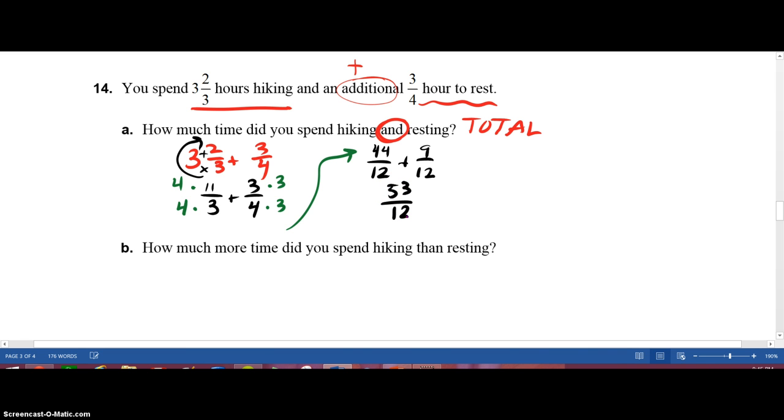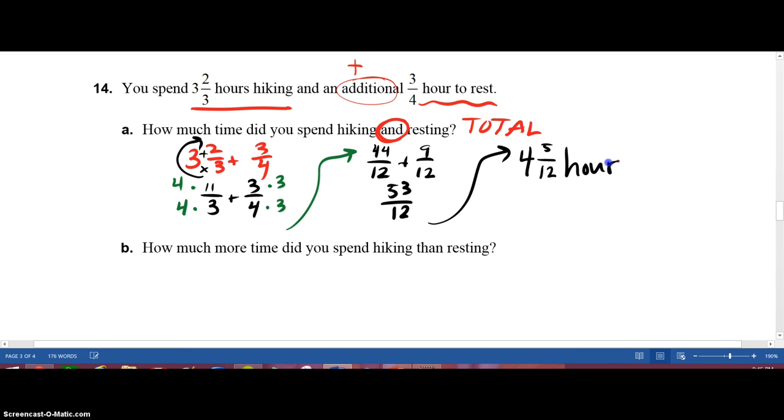I'll combine my numerators, 44 plus 9, which is 53, and then 12 will be my denominator still. Now I'm not going to say I spent 53/12 hours hiking and resting, so I do want to change that from an improper fraction to a mixed number. So 12 goes into 53 a total of 4 times evenly, and we have 5 left over. 12 is still my denominator.